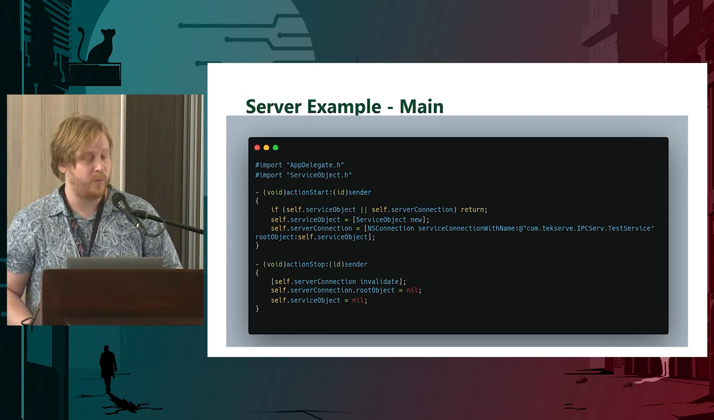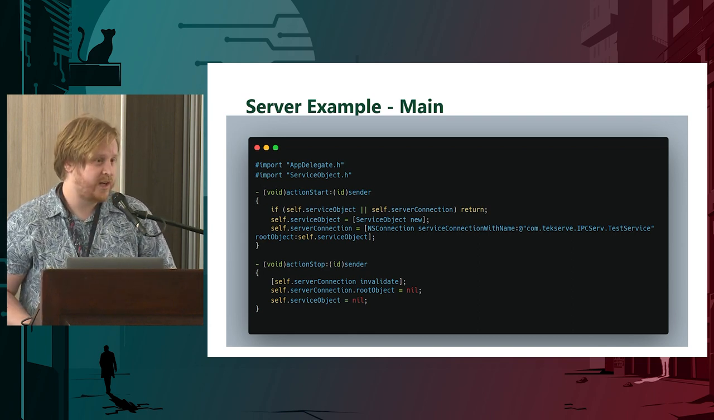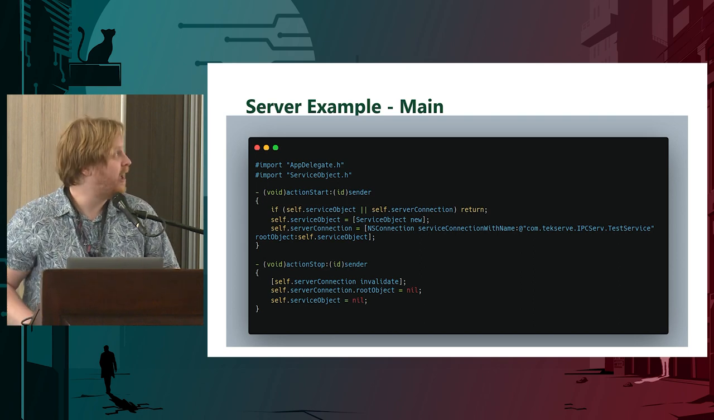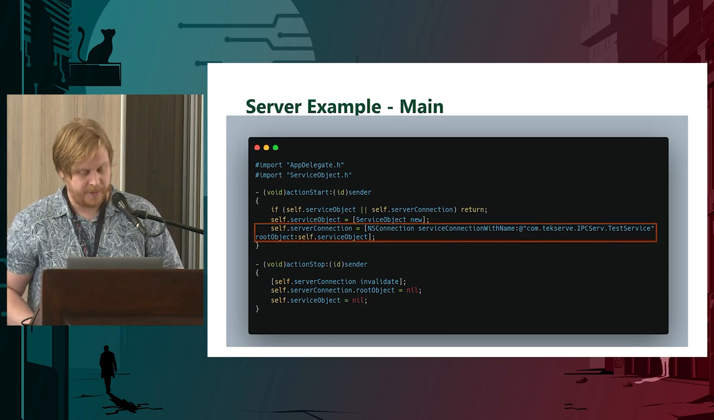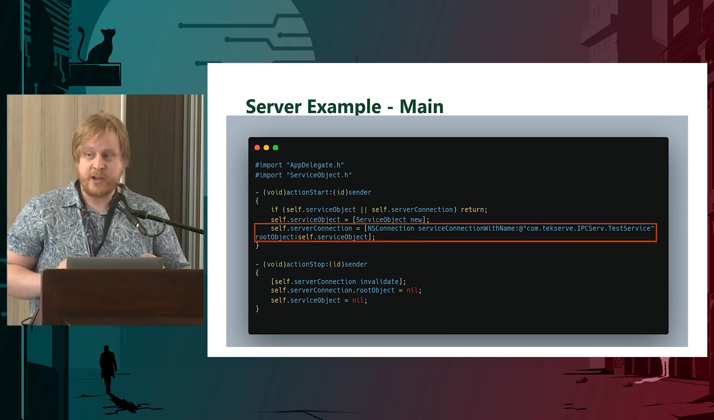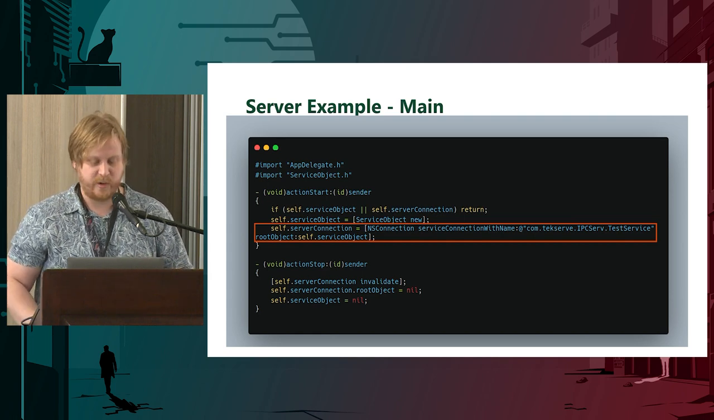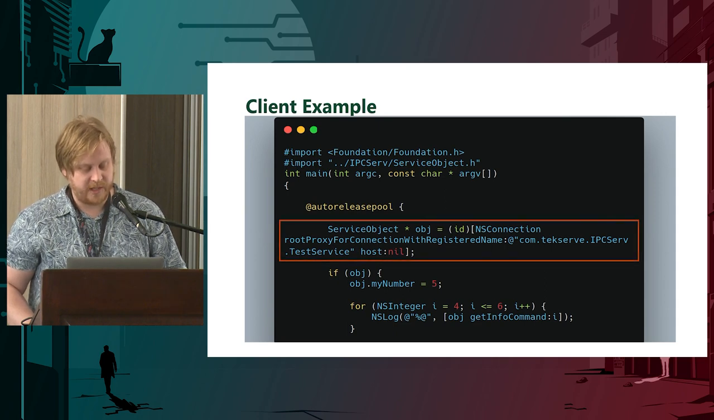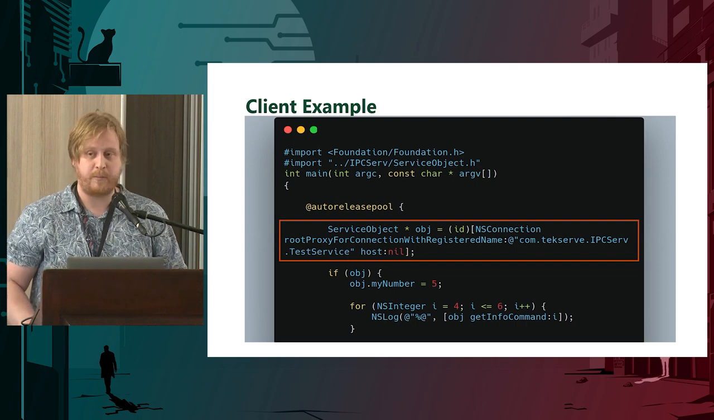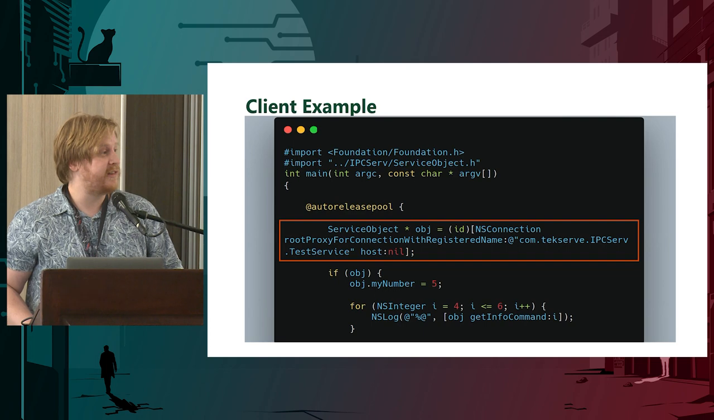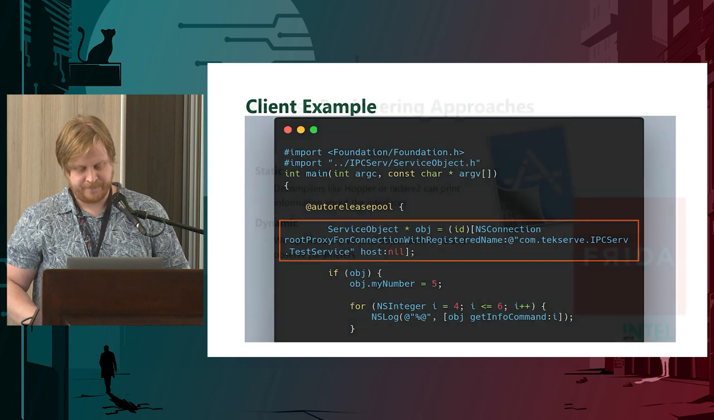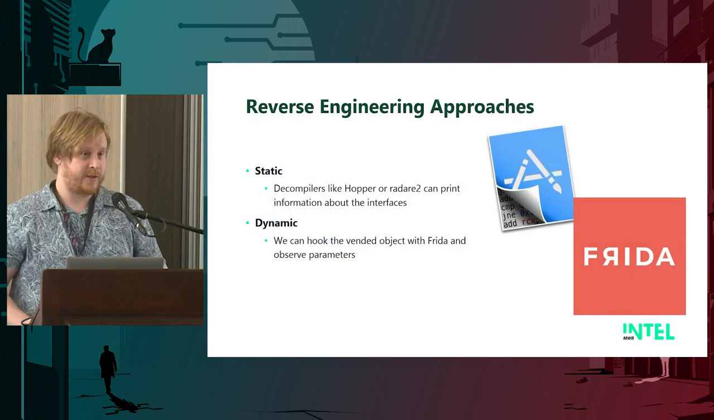Here we can see the example main. We create an NSConnection object and pass it a service name. So you don't bind to an IP and a port, you bind to a service name. And we then pass it the service object itself. That's the only two things you need to be able to reproduce a malicious client for one of these servers. If we look at the client example, we are importing the IPC service object at the top. Then we use the NSConnection class to get a pointer to our service object. If we were able to connect to the vended object correctly, we'll get a pointer back. If not, it's null.